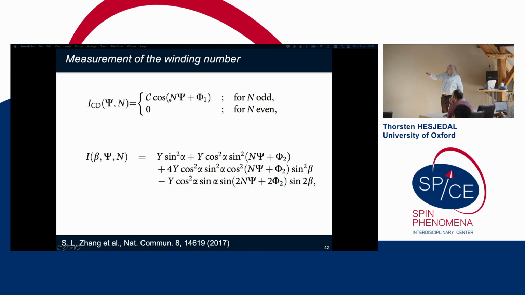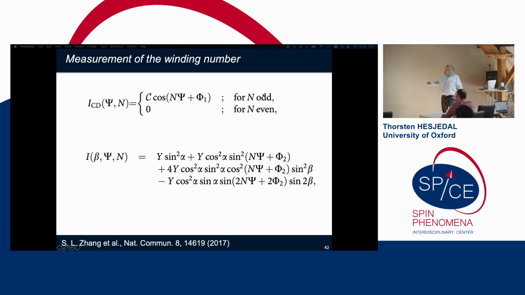Okay. So in our expression for this dichroic intensity as a function of psi and now n, we see that the n is entering this equation as a prefactor to psi. That means we just get higher order sines in this fit, and from that, we can determine n. The problem is this only works if n is odd. If n is even, this doesn't work, and the dichroic intensity is simply 0.